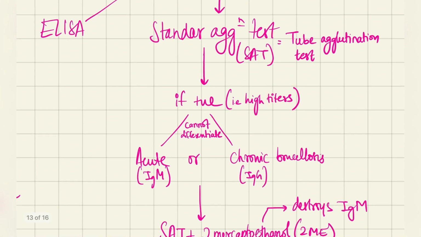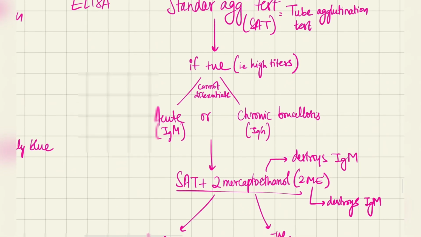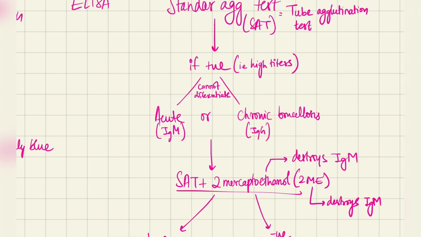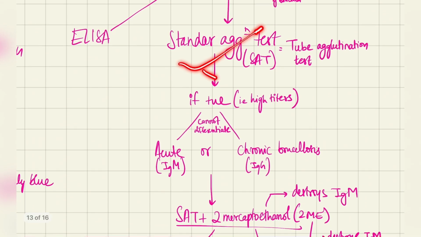You don't have to remember the values, but if this is positive, this means we have either an acute infection or a chronic infection of Brucella. Acute how? We know that IgM antibodies whenever detected mean acute, and IgG indicates chronic, right? So the standard agglutination test cannot tell us if it is acute or chronic. It can just tell it is either of these.